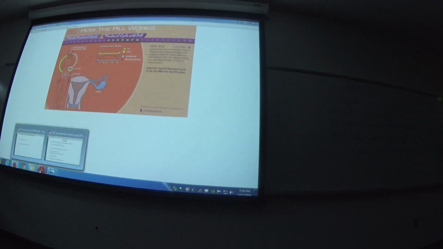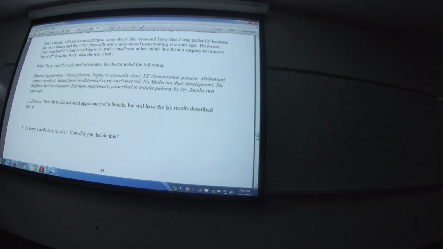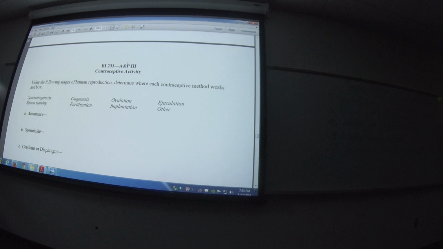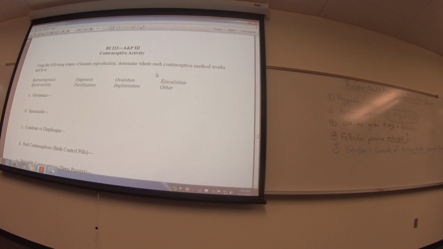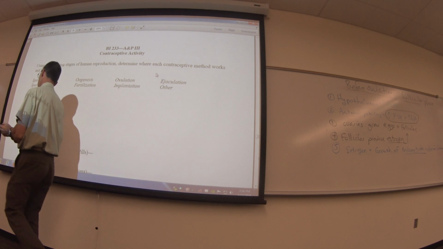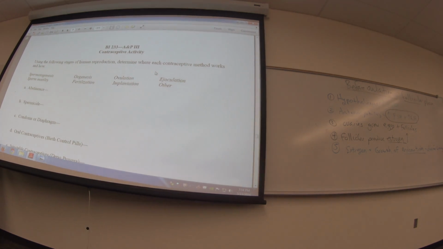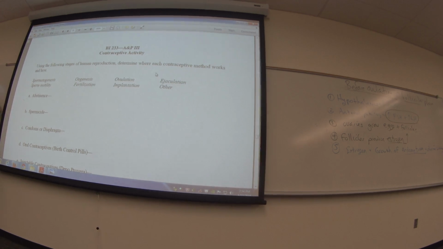Right. So having said that, let's scroll ahead here. Let's go here. Find page 35, because PCC says you're supposed to understand contraceptives in a vague, general sort of way. All right, so we have various contraceptive methods, and we're supposed to figure out how they work. So let's try the first one. Abstinence. How does that work?